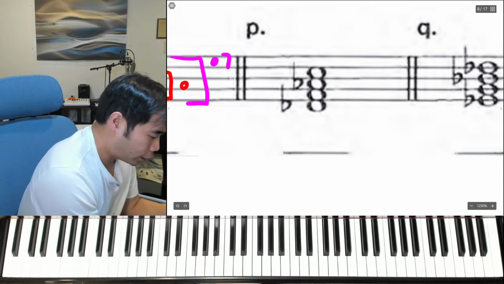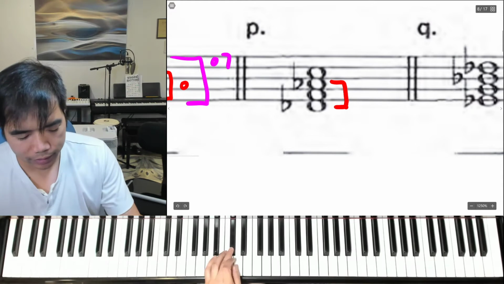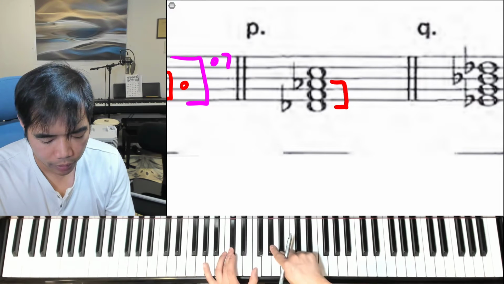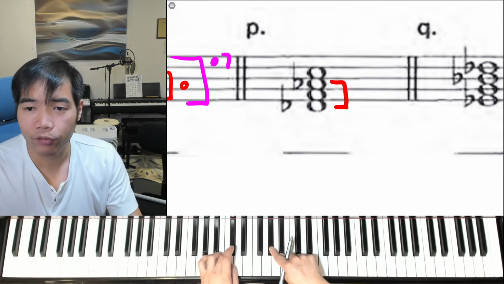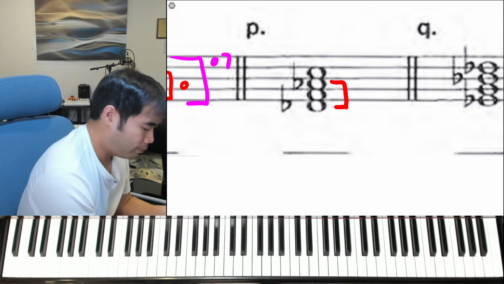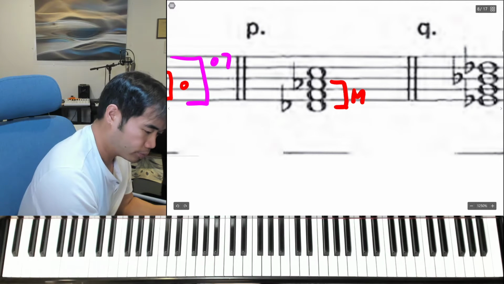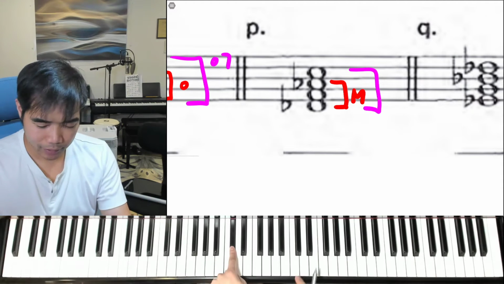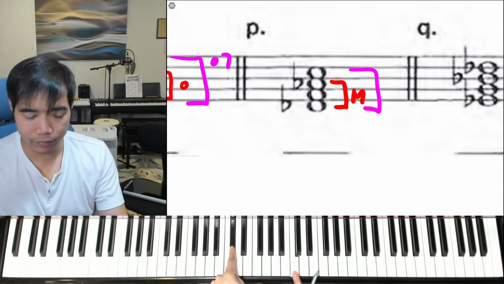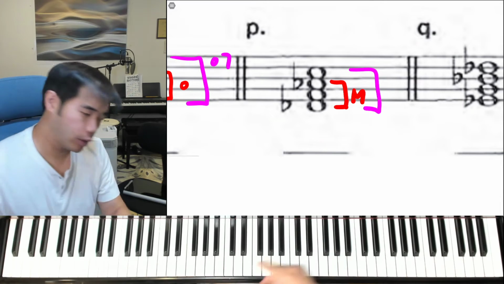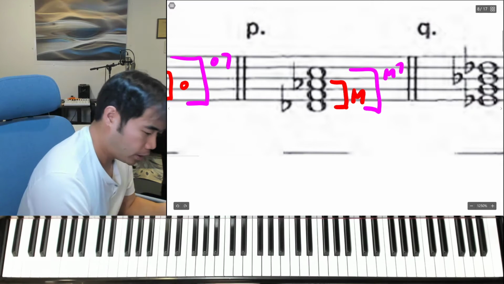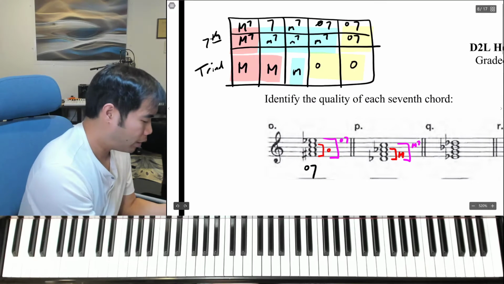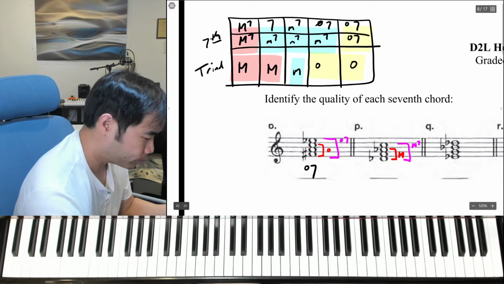So let's take a look at our triad. D flat, F, A flat. D flat, F, 1, 2, 3, 4. That's a major third. D flat to A flat is a perfect fifth. So that makes this a major triad. Then we have D flat, C natural for the 7th. That's a half step below the octave, so it's a major 7th interval. Major triad, major 7th. Let's look at our chart. Major triad, major 7th. That's a major 7.